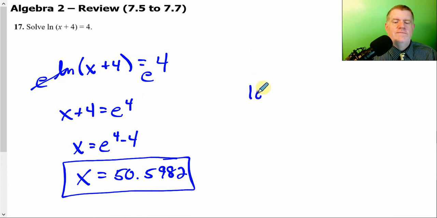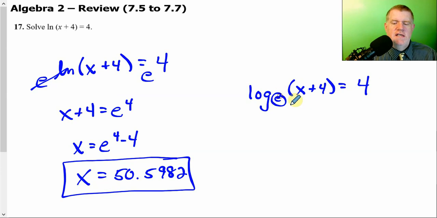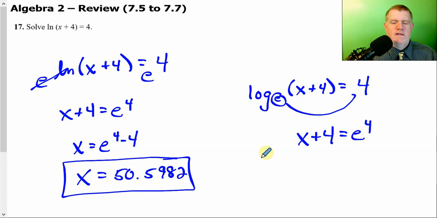Now, if you think about it, you don't like doing it this way. Remember what natural log means. It means a log base e. So if I take this e and I move it over, it means that x plus 4 equals e to the 4th, which is the same thing you get here. However you like to think about it, that's fine. I like to do it this way, but it really means the same as this. So, either way is fine.